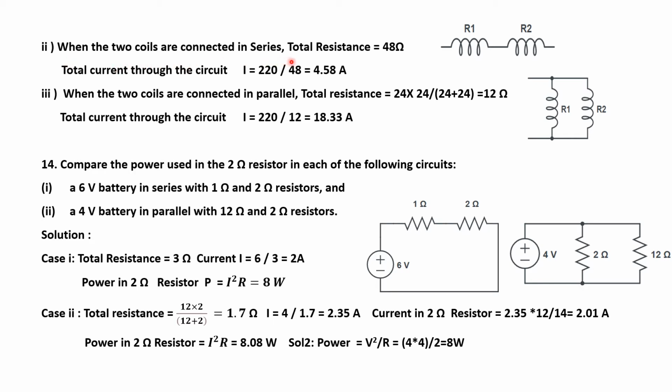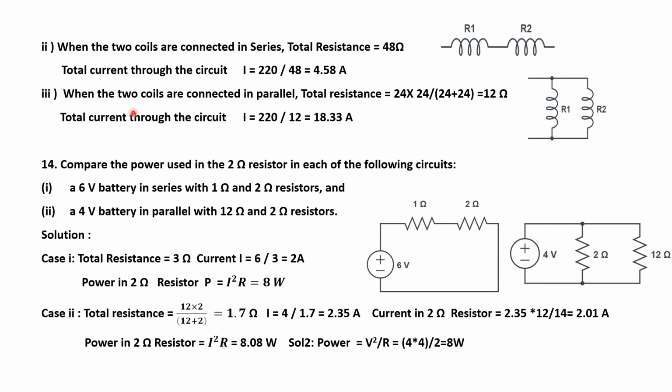When the coils are connected in series, the total resistance will be 48 ohms, that is 24 plus 24 equal to 48 ohms. So the total current through the circuit when they are connected in series is I is equal to 220 divided by total resistance 48, which gives us the value of 4.58 amps. So the oven draws a current of 4.58 amps when the coils are connected in series.